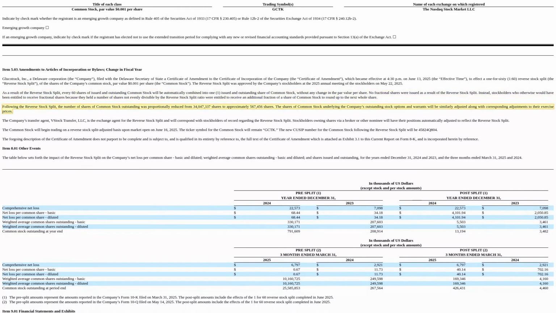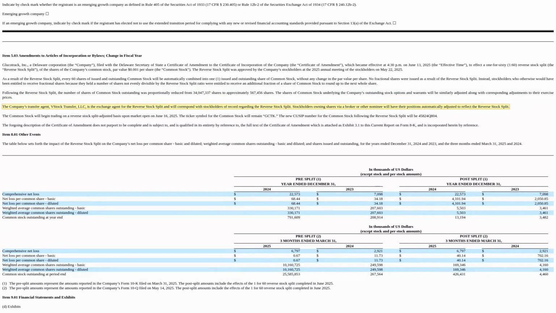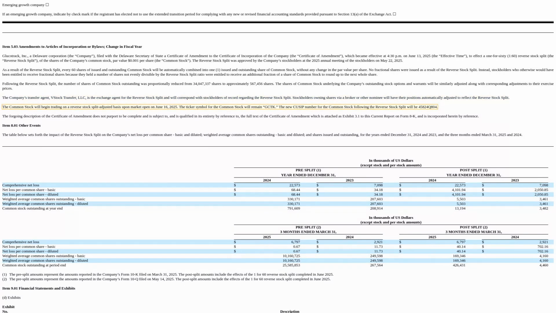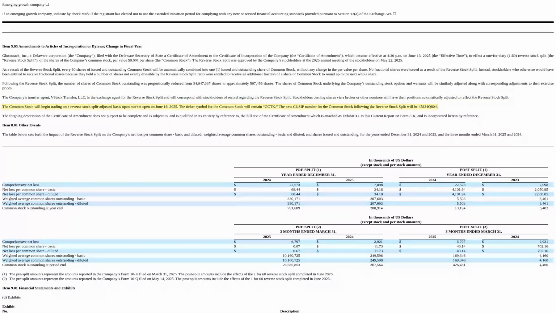Because of the reverse stock split, the number of shares of GlucoTrack stock in the market dropped significantly from about 34 million to around 567,000. Stock options and warrants, which are like coupons to buy stock, were also adjusted to reflect the new share price and number. The company also has a transfer agent. If you own the stock, this company is in charge of making the change and will correspond with you if you own the physical certificate. If you're holding stock through a broker, the adjustment should be automatic. After the reverse stock split, the stock started trading on June 16, 2025 with the same ticker symbol, GCTK. This means you won't need to learn a new symbol to find the stock.